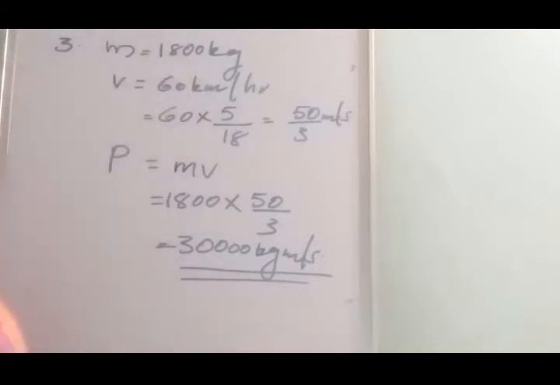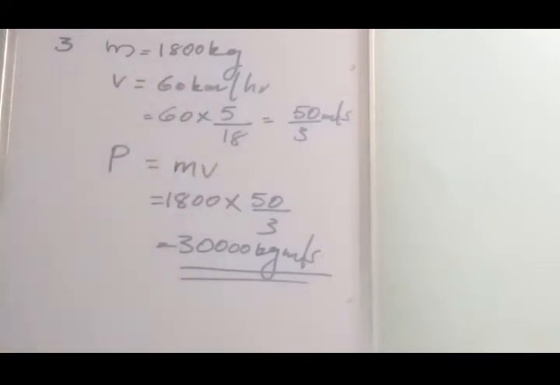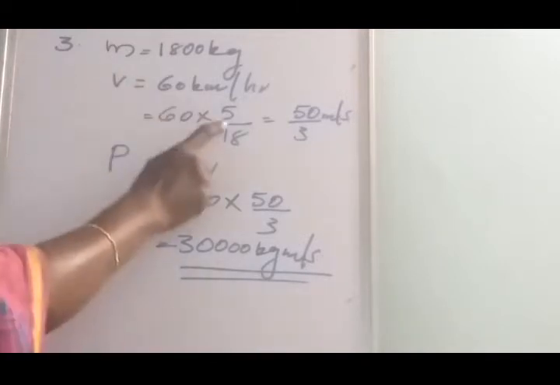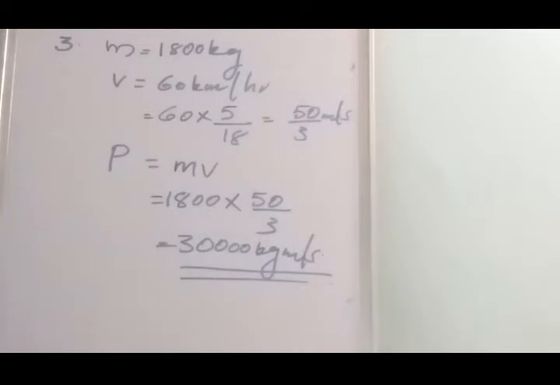So mass is given as 1800 kg and the velocity of the car is given as 60 km per hour. Here the velocity is given in kilometer per hour, so we have to convert it into meter per second. How can we convert kilometer per hour into meter per second? Multiplying by 5 by 18. So we will get 50 by 3 meter per second.